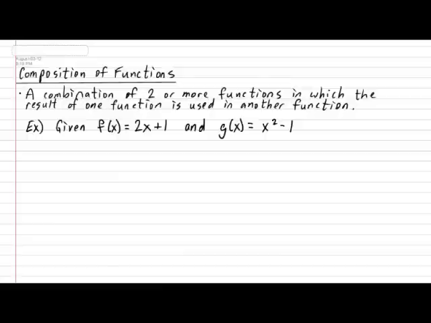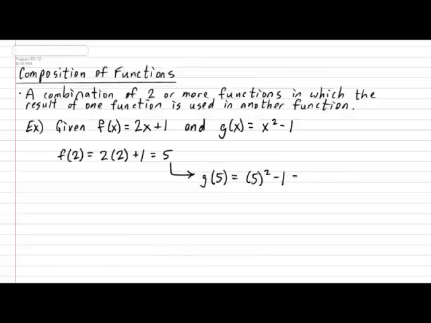Suppose I plug a value of 2 into the function f. So I'm going to calculate f when x is 2. So that'll give me 2 multiplied by 2 plus 1, which gives me 5. Now here's where the composition happens. The result of f of 2, which is 5, I'm going to take that 5 and plug it into g of x. So I'm going to calculate g when x is 5. So that'll give me 5 squared minus 1, which gives me 24.